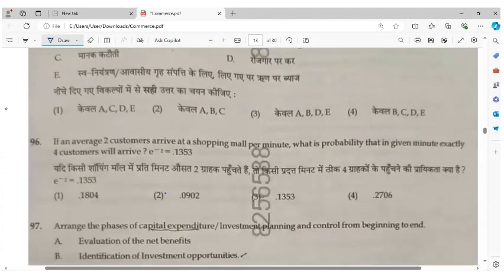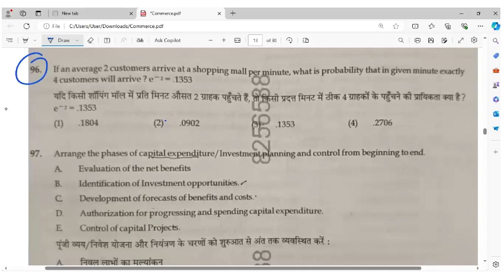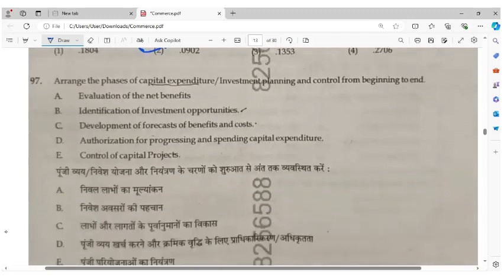Now the next question, question number 96: if an average of 2 customers arrive at a shopping mall per minute, what is the probability that exactly 4 customers will arrive in a minute? This is a question of probability and statistics. We will discuss it in the next video. We are just evaluating whether the answer is right or not. So option number 2 is right over here, 0.0902.